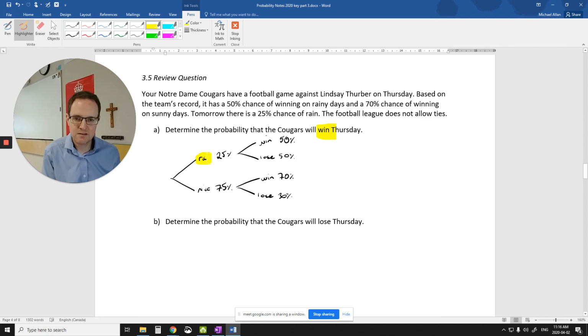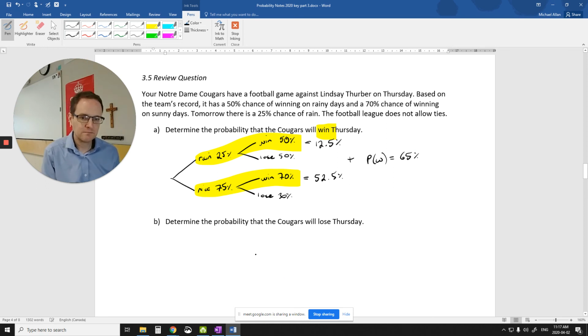I'm going to continue on, but really all I want to find for this is when they will win. So I want to know this line and that line. Very similar to that jogging question, I'm just going to multiply our two percentages together. So 50% of 25% ends up being 12.5%. And then 75% of 70% ends up being 52.5%. And what I'm going to do is add those together. So the probability of winning is 65%.